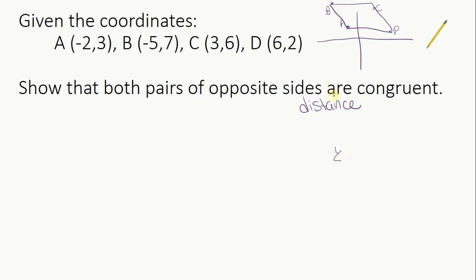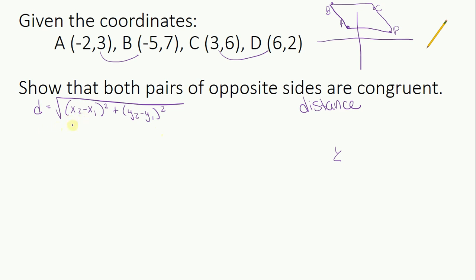There we go. So what I'm going to need to do is check to see what is the distance between A and B. Is that the same distance between C and D? So distance formula would be x2 minus x1 squared plus y2 minus y1 squared.